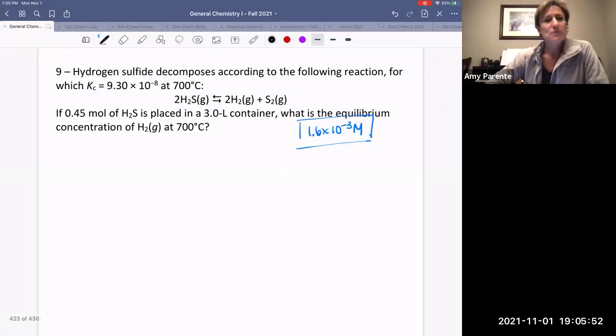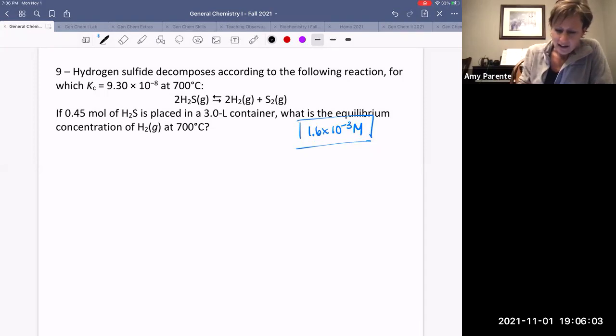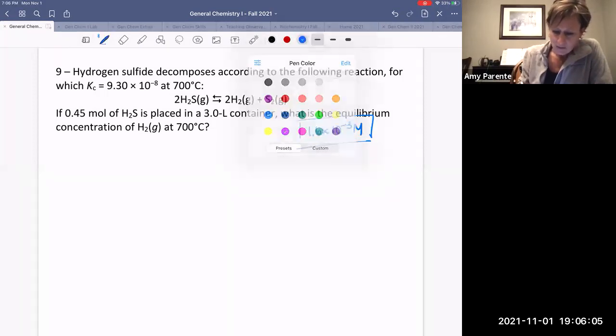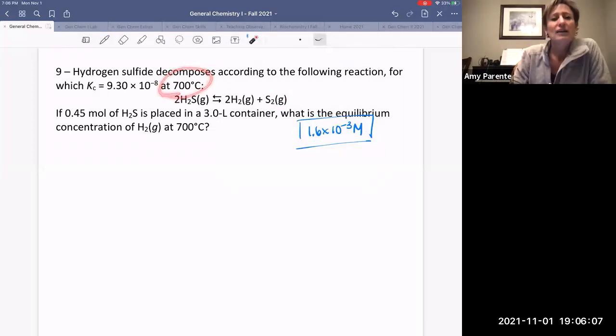So here is the first problem. Hydrogen sulfide decomposes according to the following reaction. We have a Kc value given as 9.3 times 10 to the minus 8th. Remember, I highlighted this in class: when temperature values are given, that's never anything that's going to become part of our problem. It's really just indicating that equilibrium constants, just as rate constants, have a temperature dependence. We'll investigate that more next semester, but this is not anything that becomes part of any of your calculations.